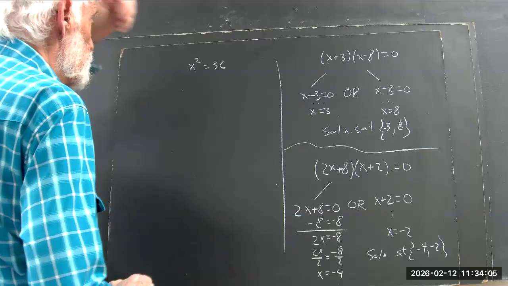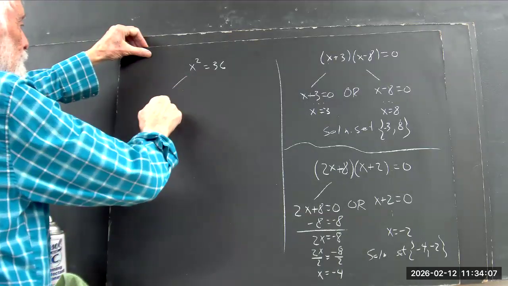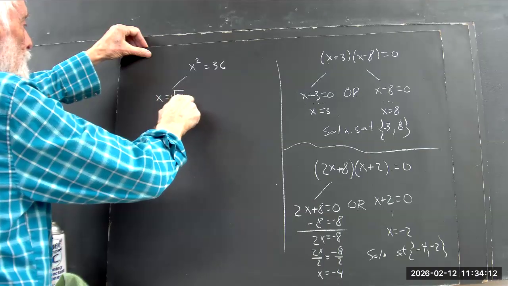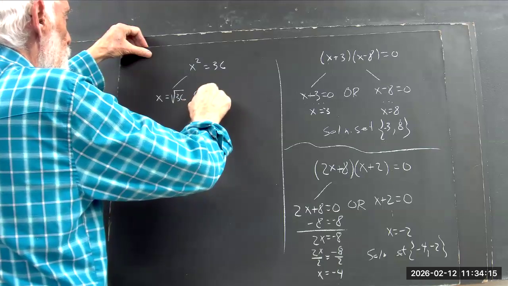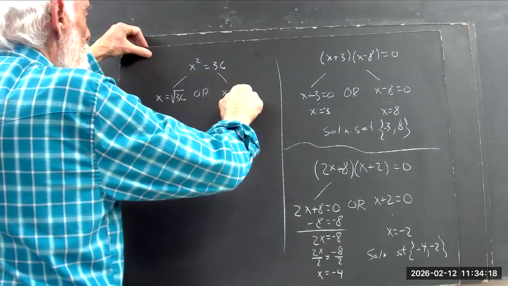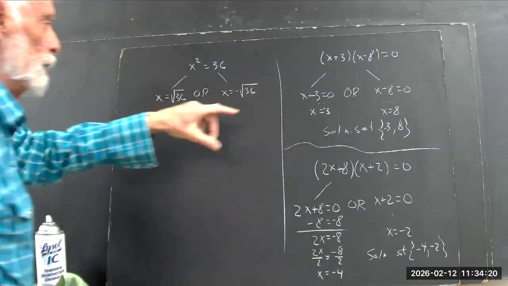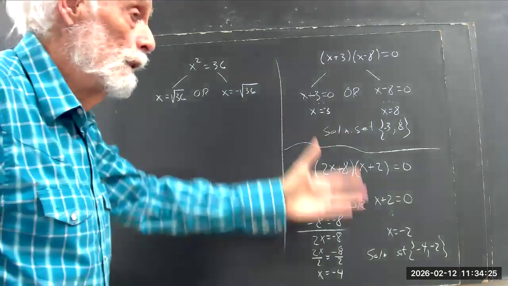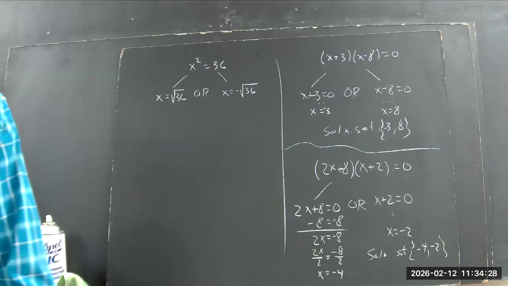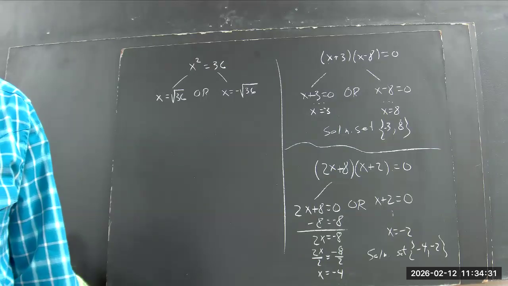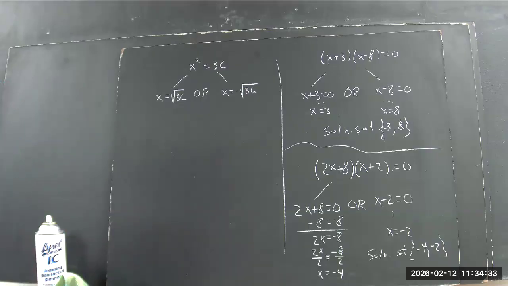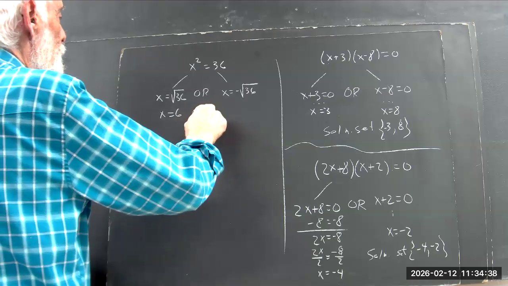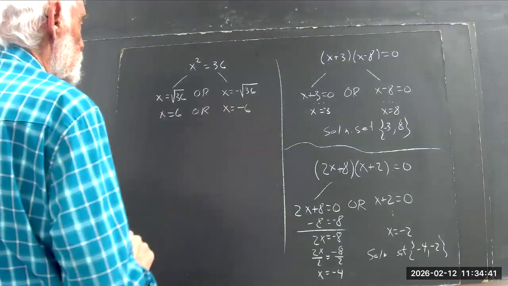x squared equals 36. x can be the square root of 36, or x can be the negative of the square root of 36. Same form, two possible solutions. And there's a strong tendency for people to only get one of them. So x equals 6 or x equals negative 6.